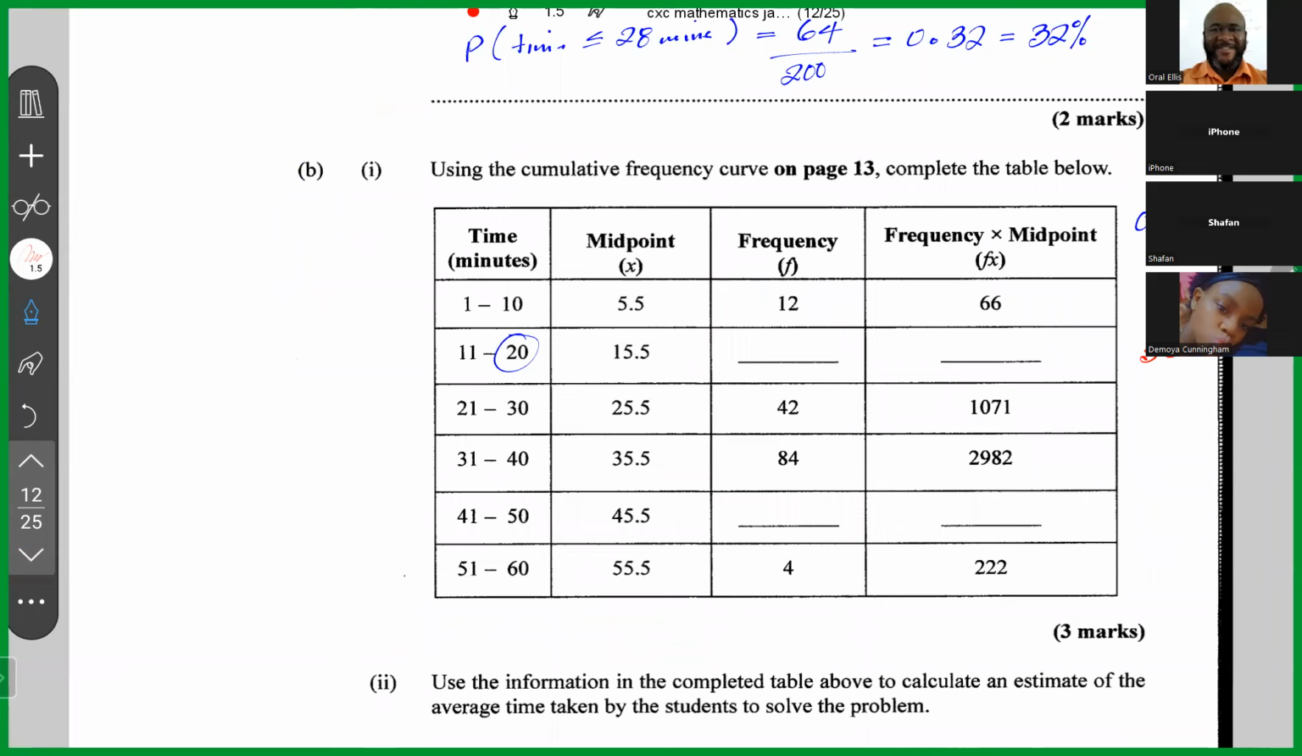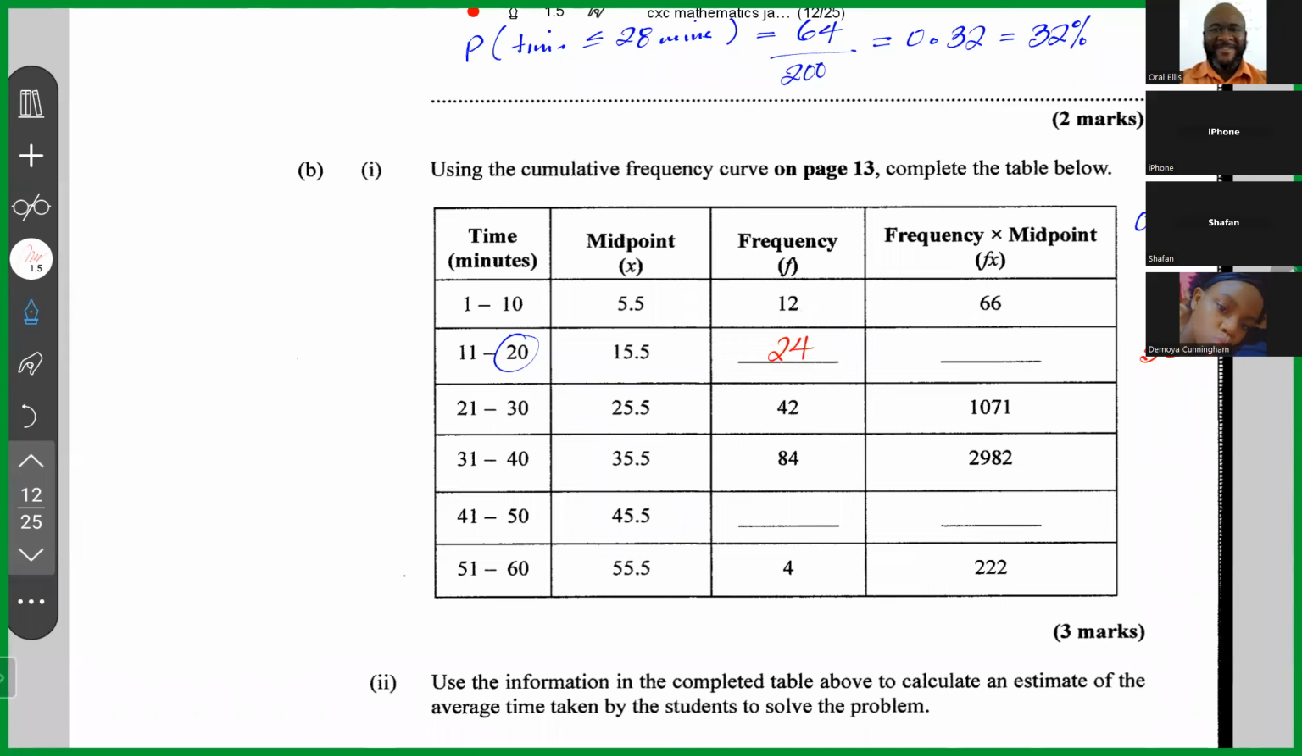Therefore, to get the frequency at the second level, I'm going to take away the cumulative frequency at the first level from the cumulative frequency at the second level. I can explain that in more detail in the question section. So the value here should be 36 minus 12. The value here should be 24.